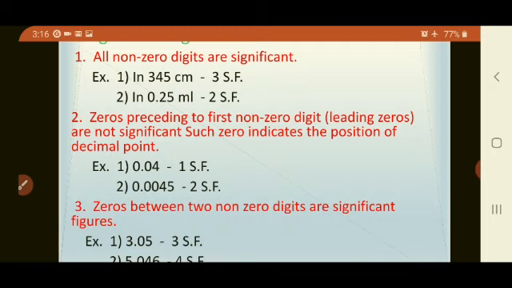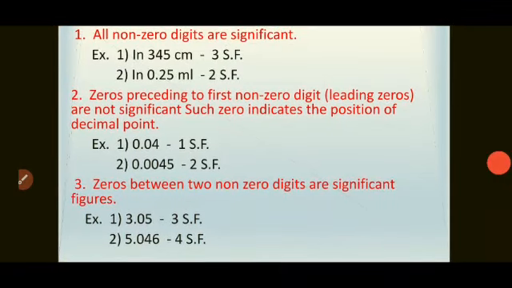Zeros preceding the first non-zero digit, which are called leading zeros, are not significant. Means which are before the non-zero digit, they are non-significant. Such a zero indicates the position of decimal point. For example, in 0.04, one significant figure is there, because only this is non-zero digit and this 0 has no significance. Then in 0.0045, these zeros are non-significant. Hence, how many significant figures are there? Only 2.